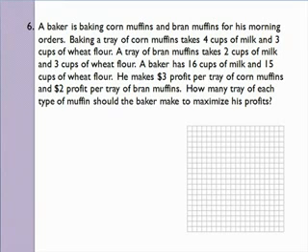All right, so we have a baker baking corn muffins and bran muffins. We're going to look at the question to try to find out what our variables are going to be. So how many trays, there's a typo, sorry, of each type of muffin should the baker make to maximize his profits? So we're making corn muffins. These are trays of corn muffins.